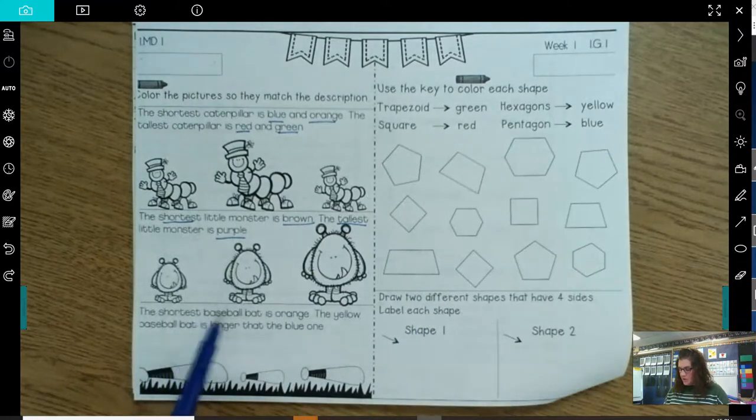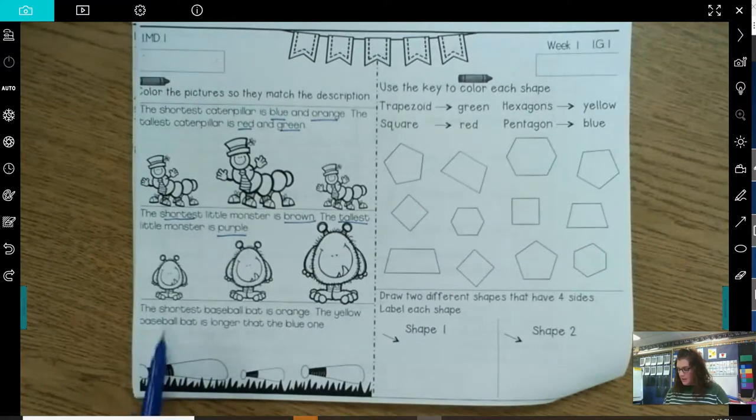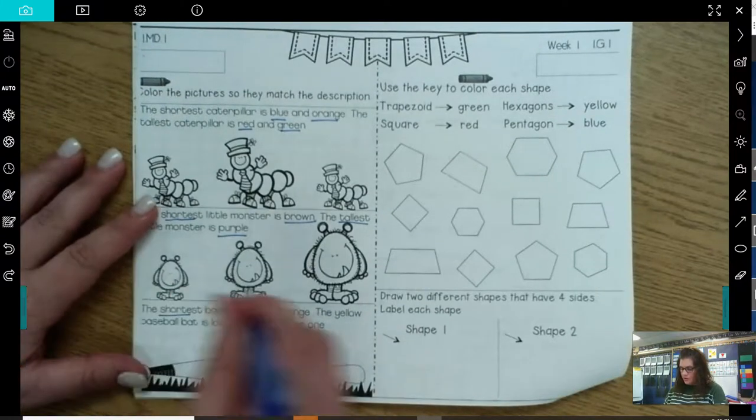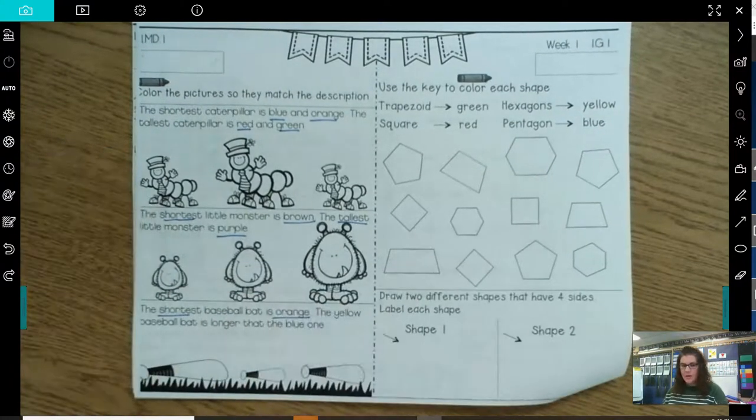The last picture we're coloring is this one with our baseball bats. It says, the shortest baseball bat is orange. So you're going to find the shortest baseball bat and color it orange. Okay, then it says, the yellow baseball bat is longer than the blue one.